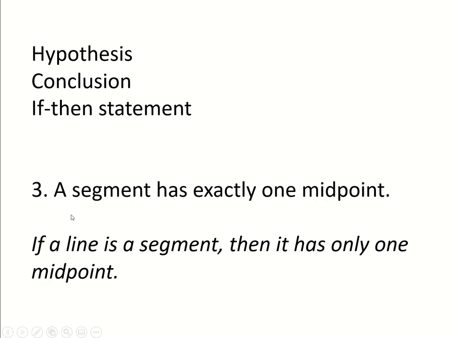Next, let's convert the given statement again into an if and then statement. A segment has exactly one midpoint. You should be familiar with the word segment. What is a segment? Segment is a type of a line, okay? So your hypothesis here will be a line is a segment. If a line is a segment, then it has only one midpoint, okay? So that will be your if and then statement. Always don't forget to put if at the start, comma in the middle, and the word then after the comma.